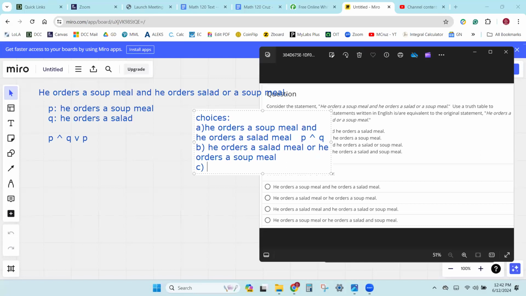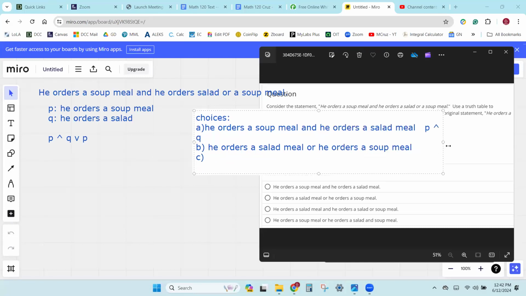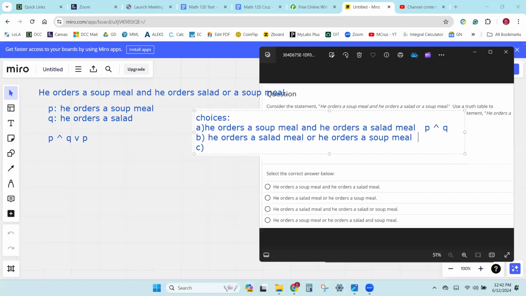I'll come back and straighten up a minute. Make it longer. Oh, and that would be what? So this is he orders a salad meal, or P. So this one would be he orders a salad meal. So Q is salad meal.